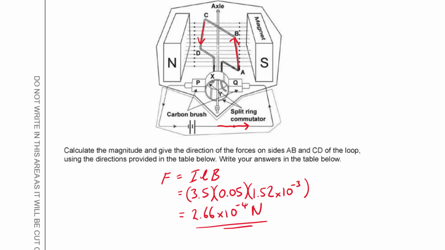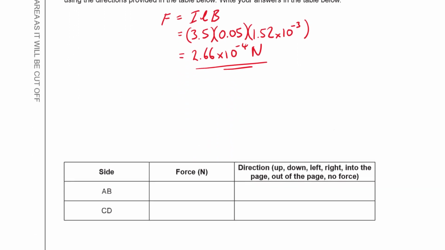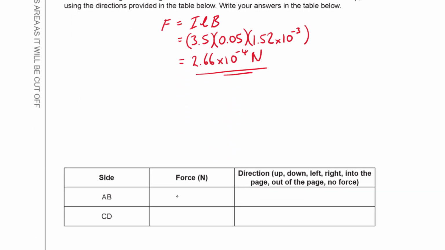So that force is going to be on one side of the coil, and down here on the table it's only asking, well, it's going to be on both sides, isn't it? So 2.66 times 10 to the negative 4, and then you're going to see another 2.66 for the other side of the coil, because in both cases the current is running perpendicular to a magnetic field.